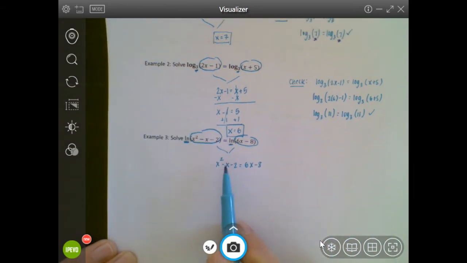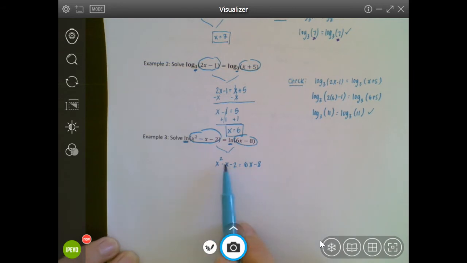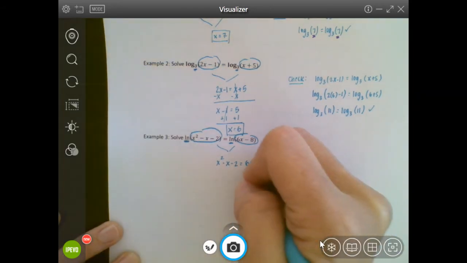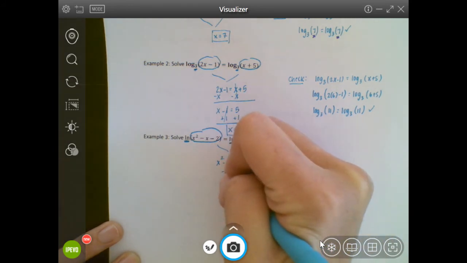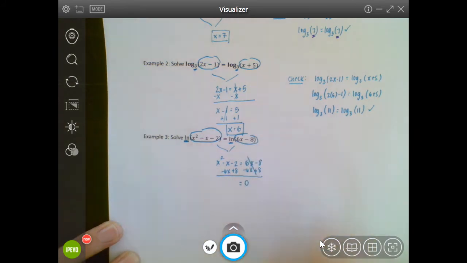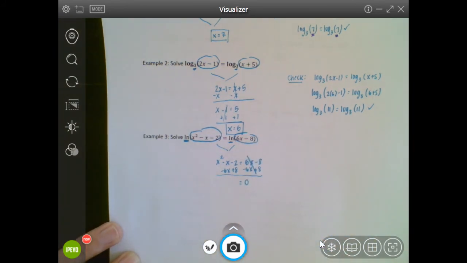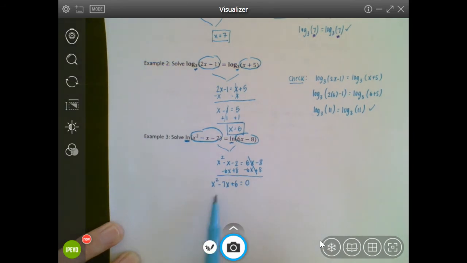And I'm noticing that I have a quadratic forming on this side of the equal sign. My x squared is positive over here, so I'm going to leave this x squared where it is, and I'm going to bring this other stuff over to that side. So I'll do this in one step. Subtract 6x, add 8, because I always want to get one side equal to 0 in a quadratic equation. So when I combine like terms, that's going to give me x squared minus 7x plus 6 equal to 0. And then I want to go ahead and factor this.